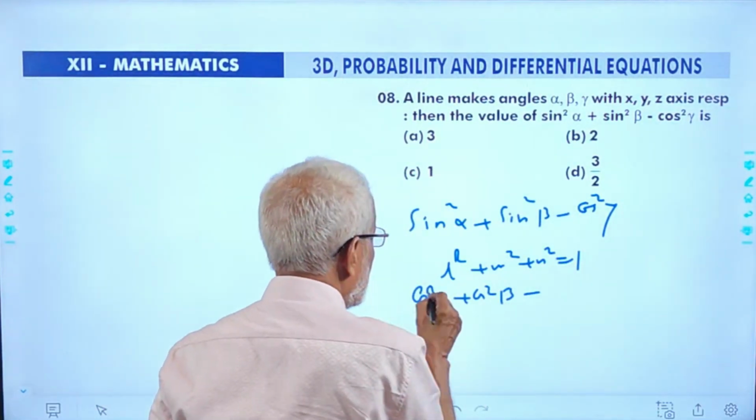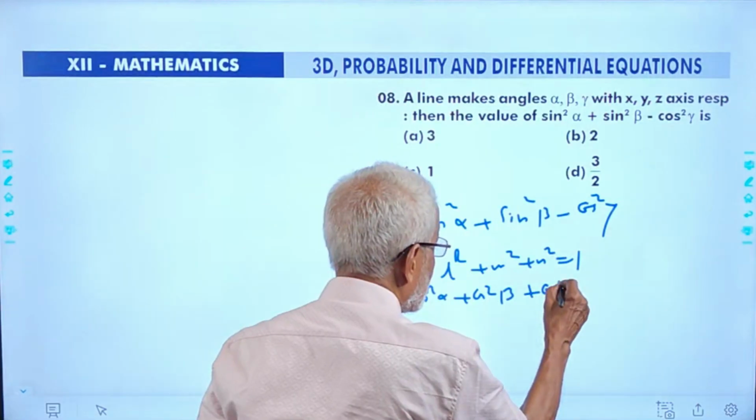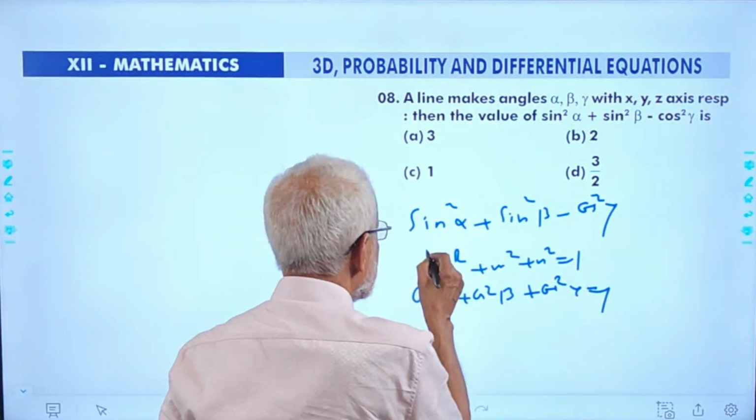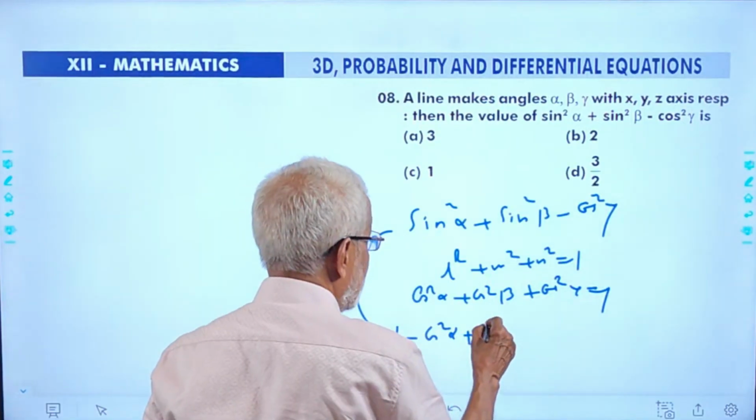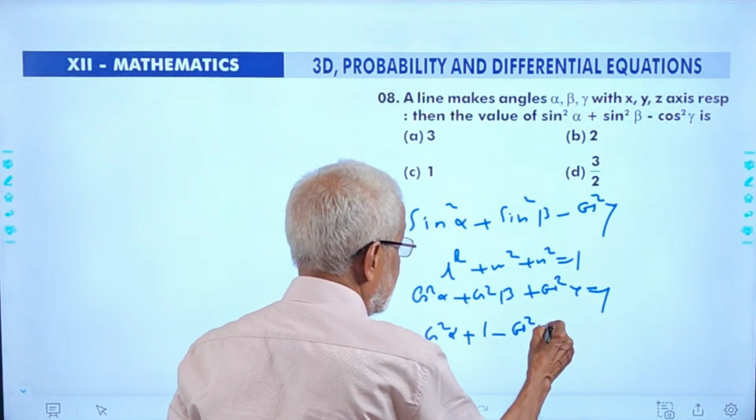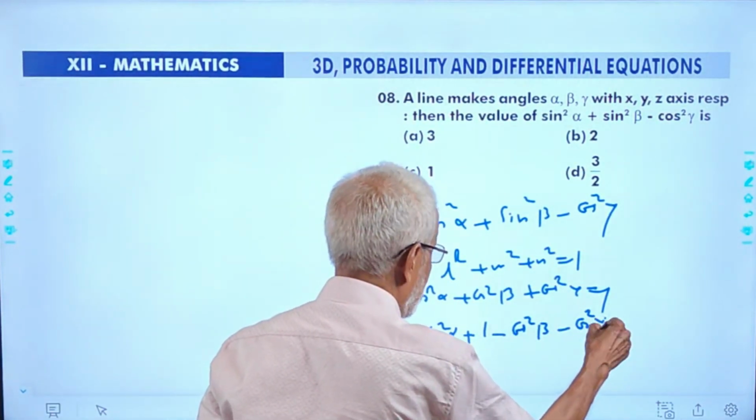Here we want cos square alpha plus cos square beta plus cos square gamma is 1. Then what about sin square alpha? 1 minus cos square alpha. What about sin square beta? 1 minus cos square beta.